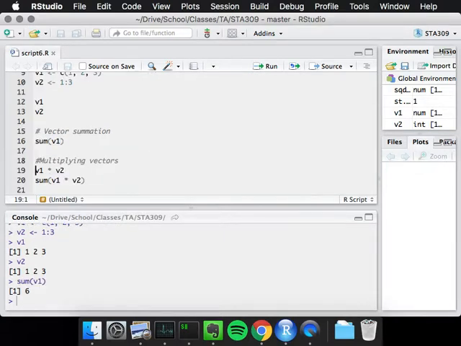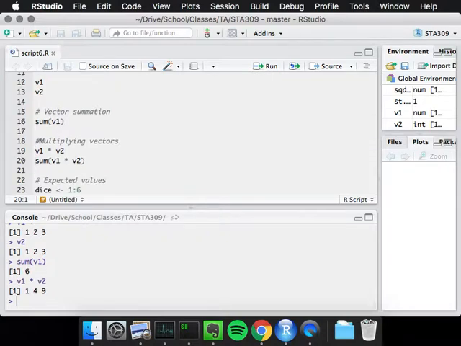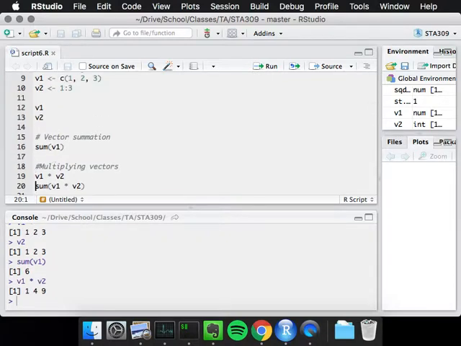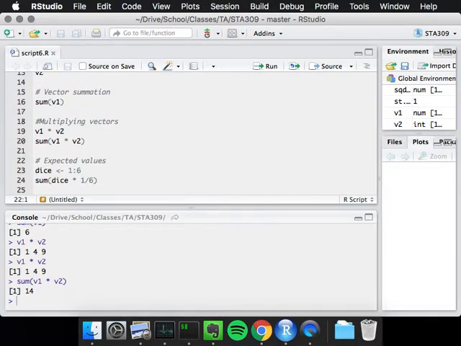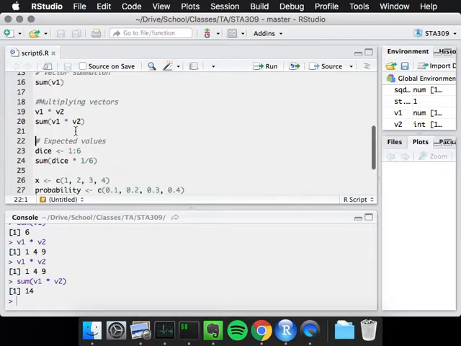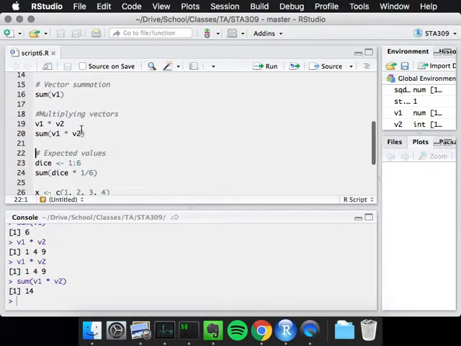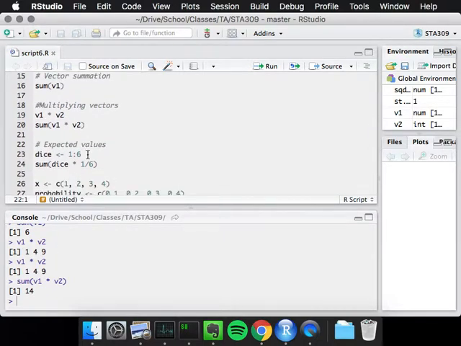You can also multiply vectors if they're the same size. For example, because both vectors are of length 3, I can multiply them together, and I would get 1, 4, 9, which makes sense. I can also take the sum of the multiplication to give me 14, which should be 9 plus 4 plus 1. Now, why is this useful? Because that's what you need to do when you're calculating expected values, right?